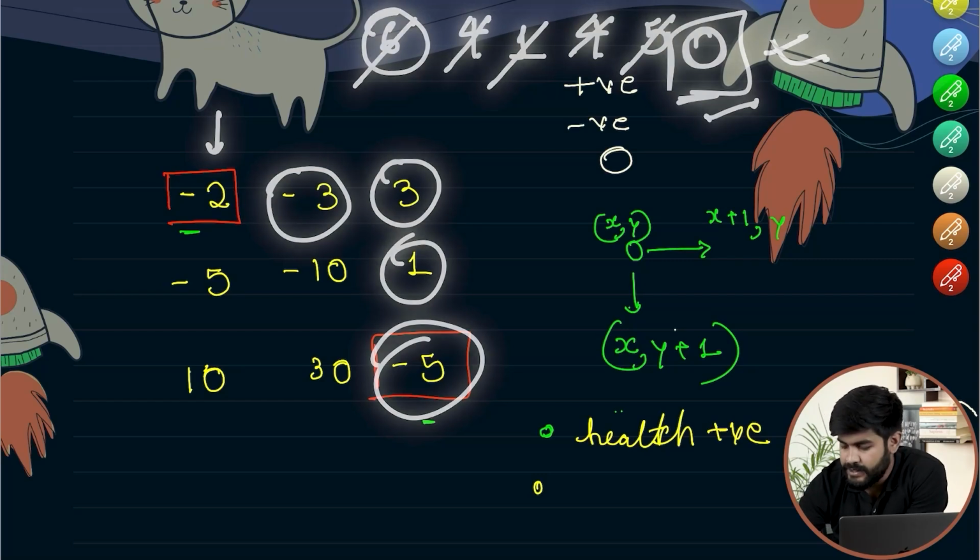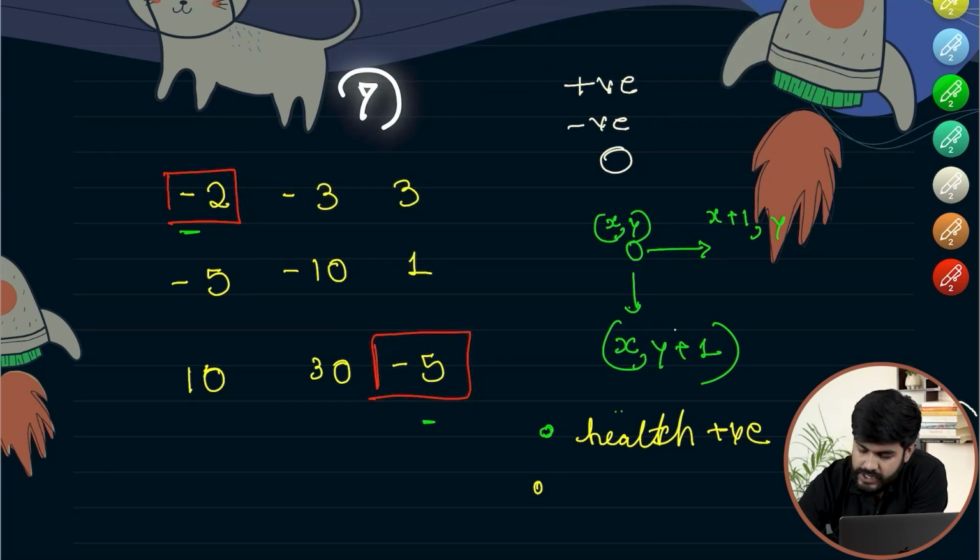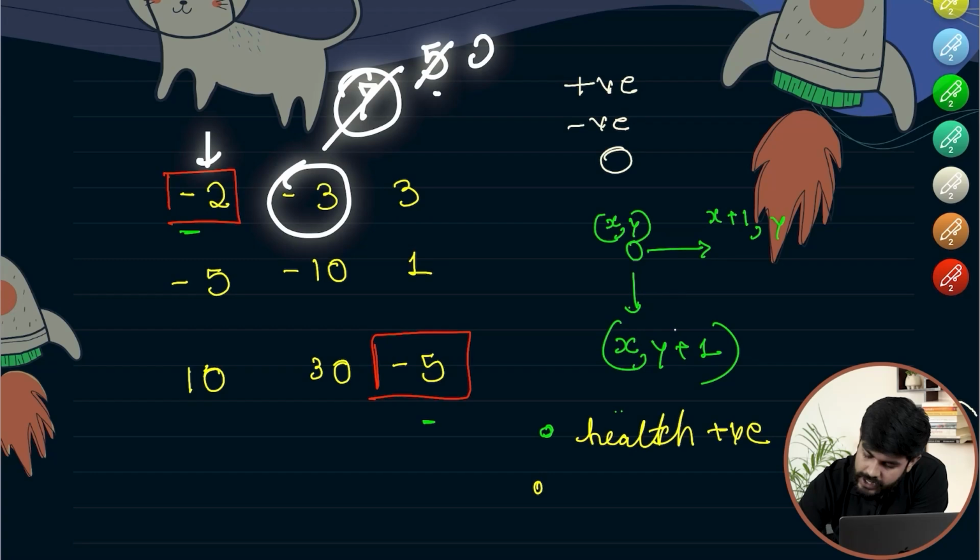Health should always be positive. So now let's try the same thing with health equal to 7. I came here, now I lost some health of 2, that is 5. I came here, I lost a health of 3, that would become 2. I came here, gained a health of 3, that would make it 5.